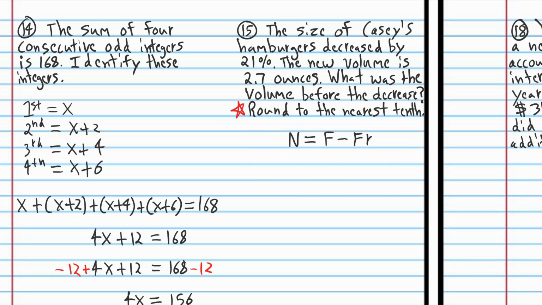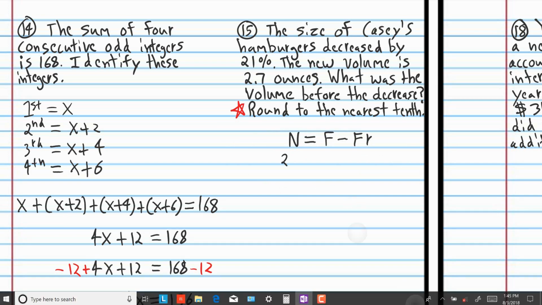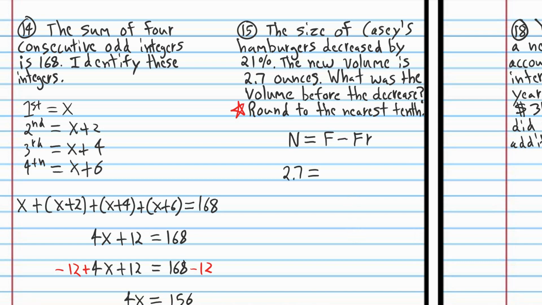So the new number is 2.7 ounces. And the first number, the original number, we don't know. But we do know that the rate is 21%, but we have to write it as a decimal. So that would be 0.21.